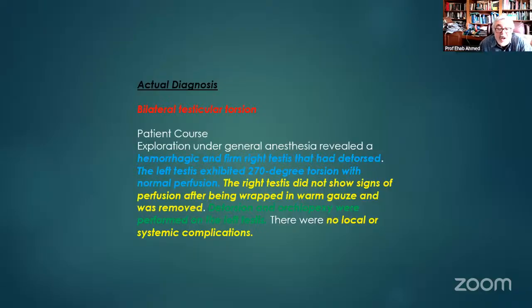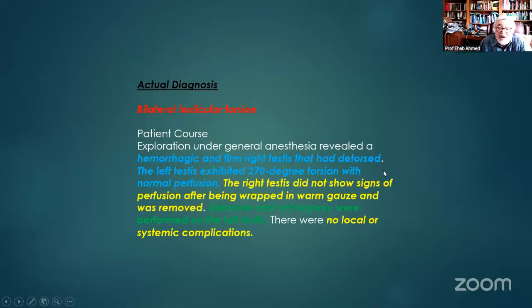And so, when they did exploration, they found a hemorrhagic and firm right testicle that had detrusted. The left testis exhibited 270 degrees torsion with normal perfusion. It's confusing. The one that was actually in torsion, the blood perfusion was not bad, and the other one that they didn't find like very clear, like this one, 270 degrees, was having affected blood flow. Okay.